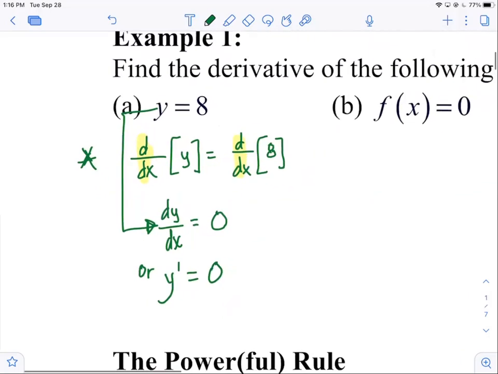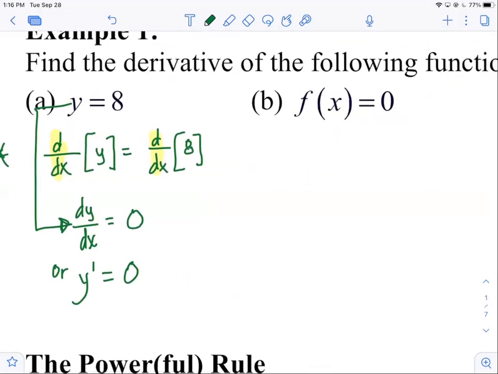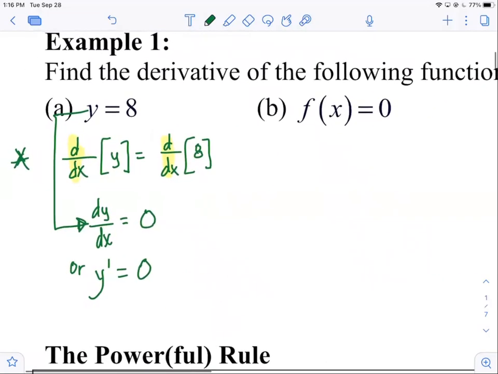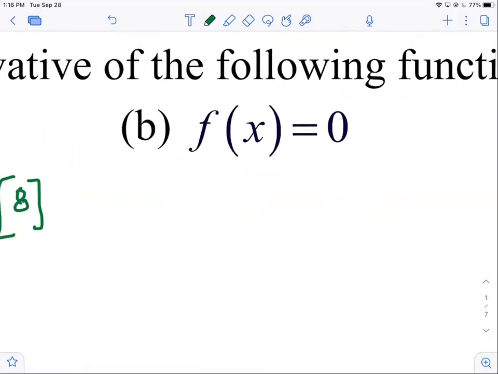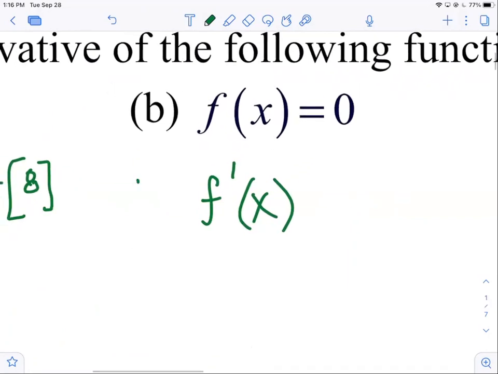Now let's try it out on part B. If f of x is 0, let's take the derivative of both sides. But we're not going to show it like we did on this one here. We'll just use the notation. On the left side, what is the derivative of f of x? Well, it's a function, so we're just going to put f prime of x. Now, you could say the derivative of f with respect to x. That's just not very common. If it starts with the function notation, we typically keep it in prime notation.